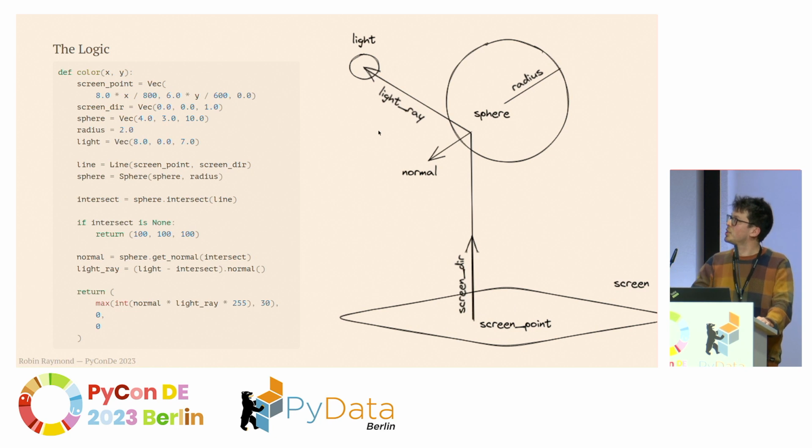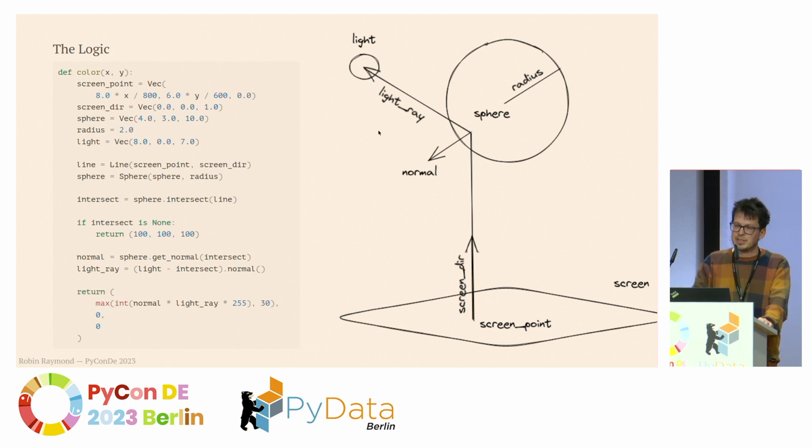So this is the actual logic of what we're doing here. Let's maybe focus on the sketch. We're just sending in a light ray from the screen, and then we see if we hit something. So our scene consists of a sphere and a light, and the only thing we do is we send this light ray, and then we see if we intersect the sphere, and if we do, then we calculate the angle towards the light source, and based on that, we color the point.